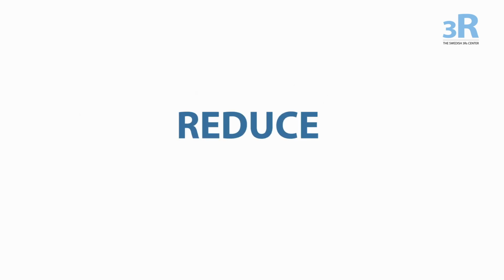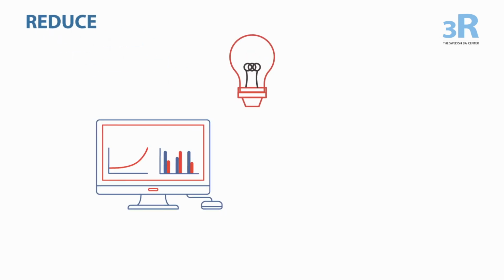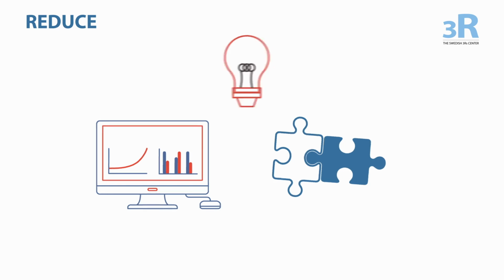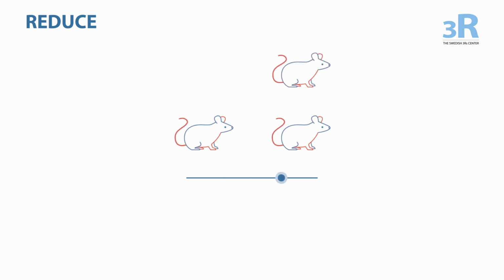The next R stands for reduce, to reduce the number of animals used in an experiment. Interventions, methods, and other tools can help researchers achieve equivalent or better results with fewer animals. Animal experiments must be well planned so that the specific research question can be answered. Otherwise, we risk unnecessary animal usage.